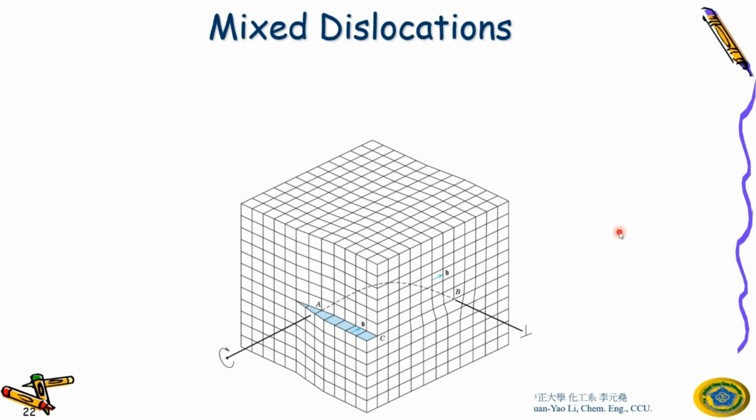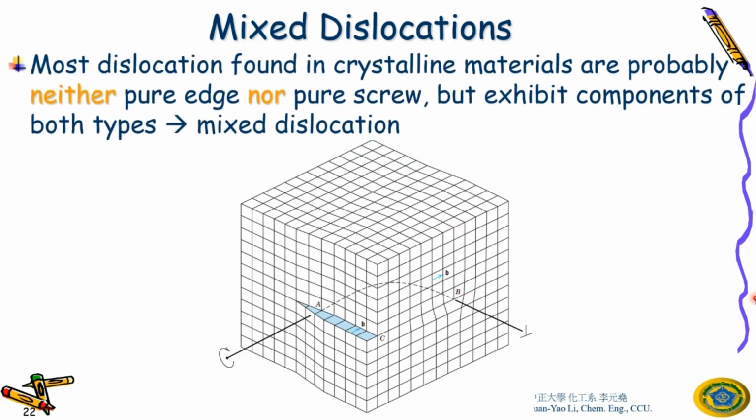So how about mixed dislocation? Mixed dislocation looks like this. This is a screw dislocation. As you can see here, this is a dislocation, right? Line defects. So this is the mix of the mixed dislocation.